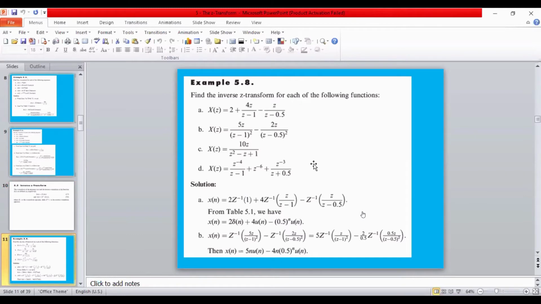Here we have a few examples. For instance, let's do the first one, A. Imagine we are given already a Z transform which consists of 3 terms. The first term is a constant 2, and the others are like this. We have to do the opposite transformation, to find what our signal is. What is the signal as a function of time n?